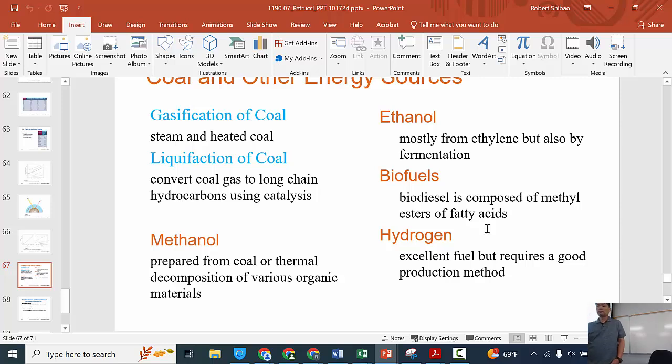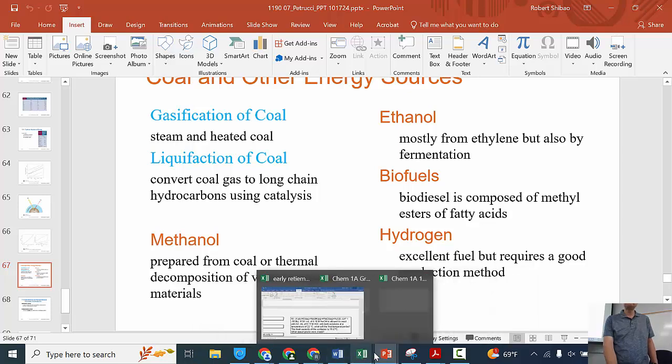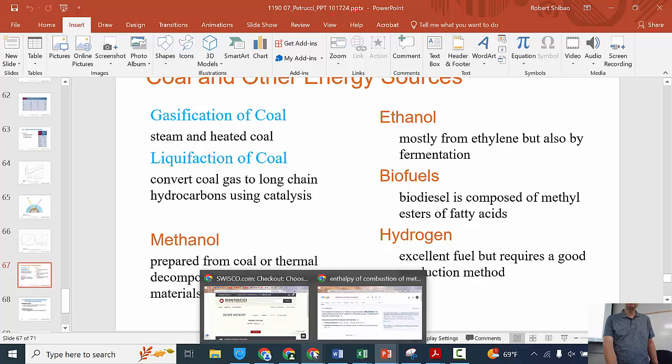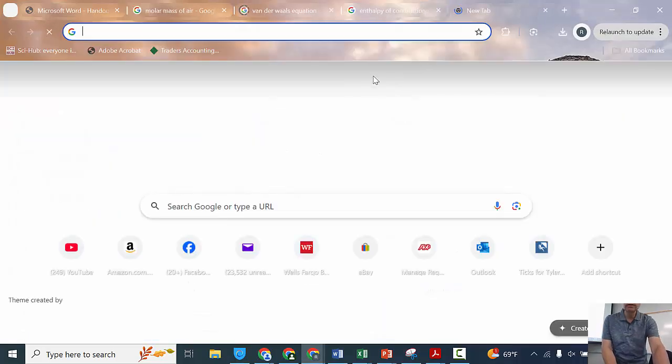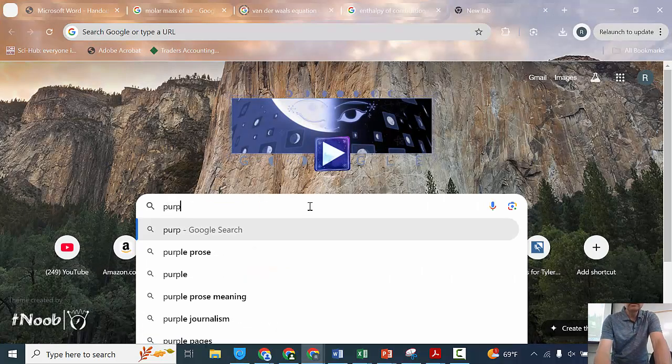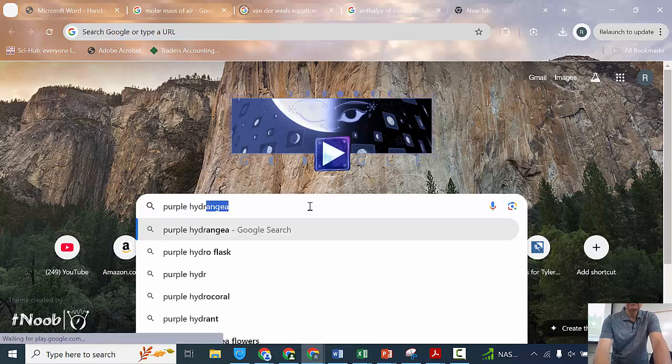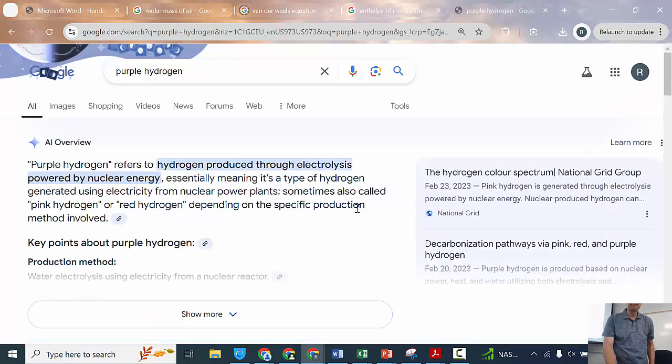What does that mean? It's based on the carbon footprint of the hydrogen. And so right now, I think, what is it, purple hydrogen is the best? Let me look. Oh, maybe purple hydrogen is not the one. It's one of these. Purple hydrogen is hydrogen produced through electrolysis powered by nuclear energy.